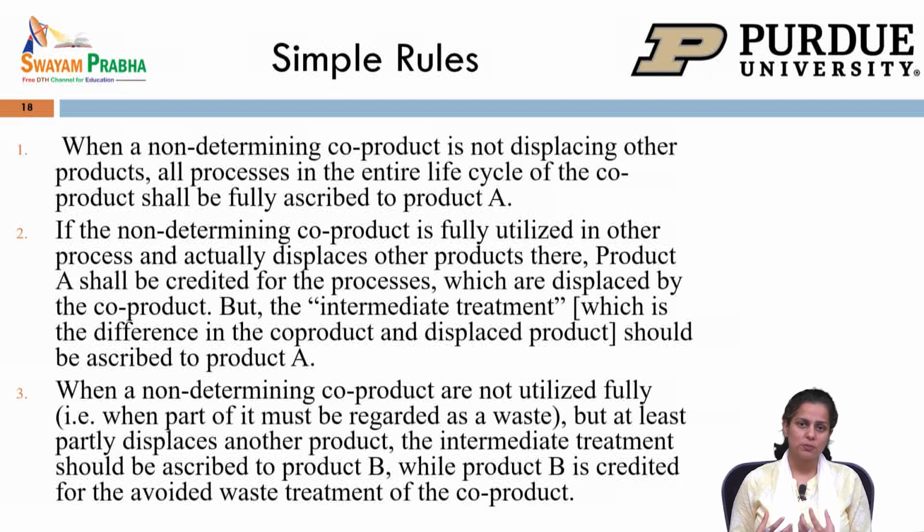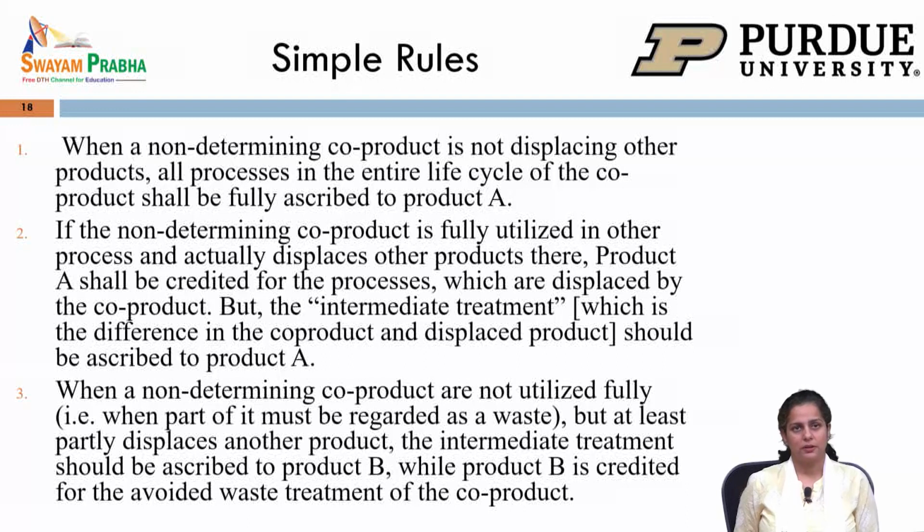So, the ownership of the treatment process or the intermediate process now goes to product B, and product B is now credited for the avoided waste treatment of the co-product. Because it could not fully displace the original raw material, there is still some waste product, but it will buy that waste from process A, and it should be given the credit for avoided waste treatment. The remaining waste treatment should still go to process A.